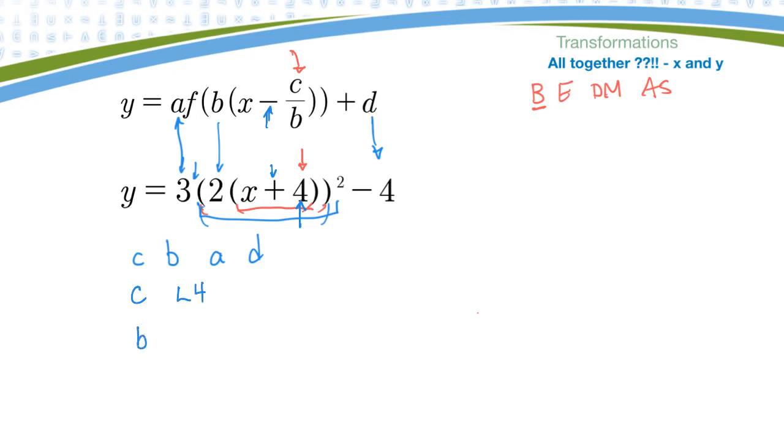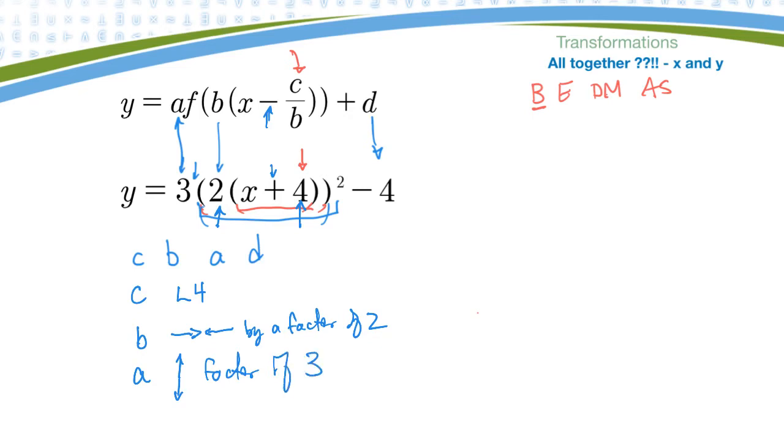Then let's do the B value. The B value is 2. And so that's the horizontal squish. The bigger the number, the squishier it becomes horizontally. And if you want to say it, it's horizontally squished by a factor of 2, that would be the appropriate way to say it. Okay, and then let's look at A. So A is the vertical stretch. So this particular one, since the number's larger than 1, I'm going to have a vertical stretch by a factor of 3.